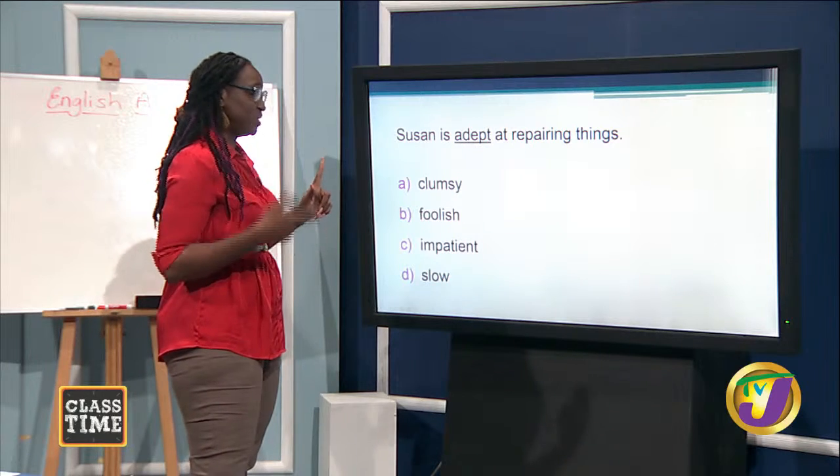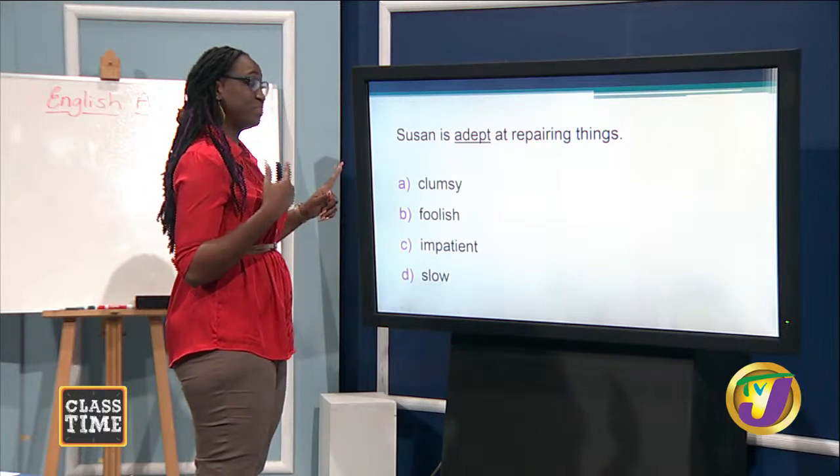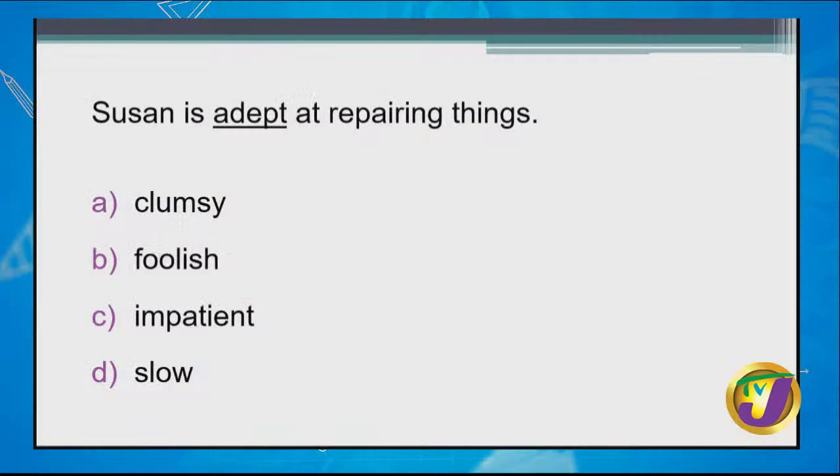So adept means one thing. And we need to know what is the opposite of that. When you're adept at something, you're good at it. So which of these conveys the meaning that you're not so good at it? So we have clumsy, we have foolish, we have impatient, and we have slow. If you're not adept at something, then naturally you're clumsy at it. So you are not good at it. You're going to make a mess of it. You're going to make lots of mistakes. Granted, that's how you learn sometimes. But until you overcome those mistakes, you are clumsy at it. You're not quite adept as yet.